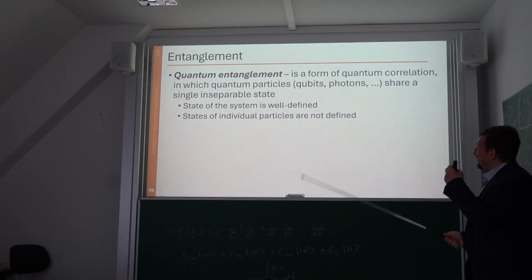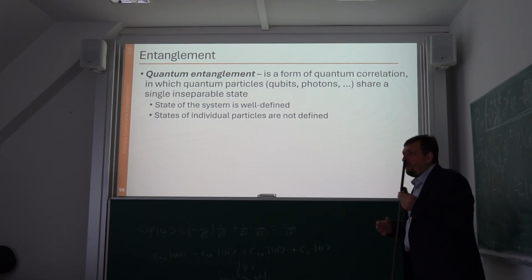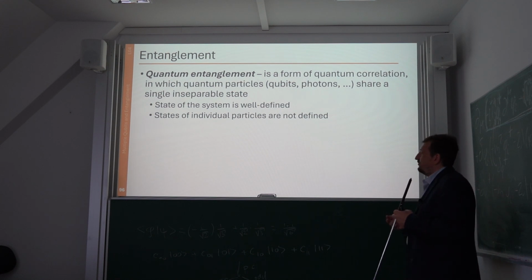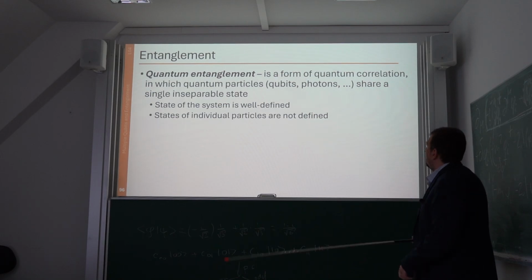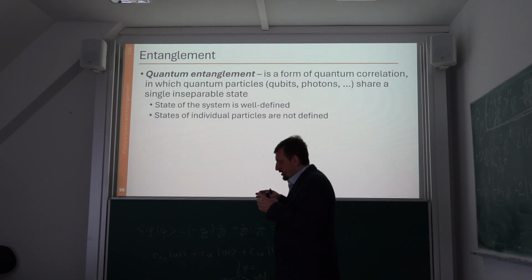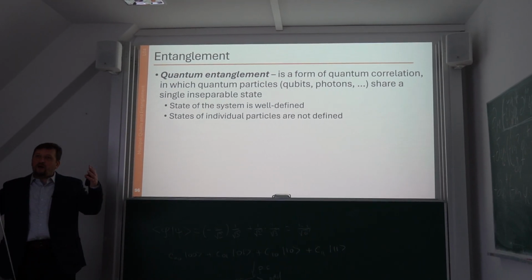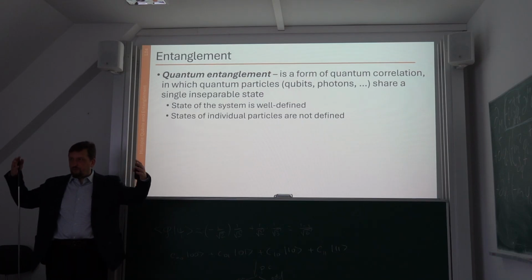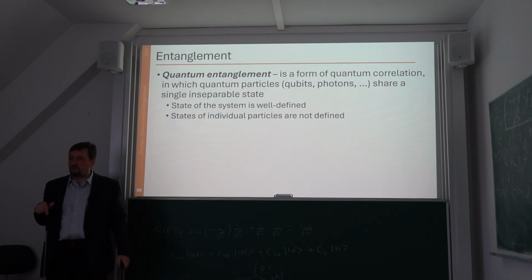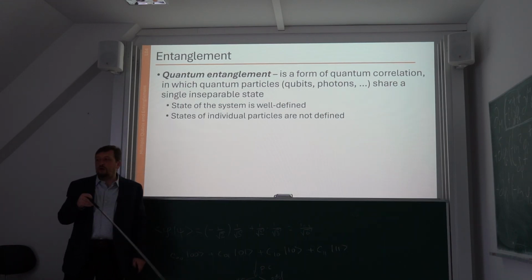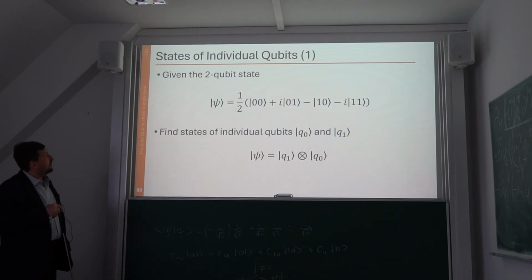Okay, so what is quantum entanglement? It's a form of quantum correlation. Quantum correlation between quantum particles, qubits, photons, magnons, whatever. It is a form of correlation in which two or more particles have a well-defined state of the system. So I have two qubits, I can write a wave function for two qubits. But the states of individual particles are not well-defined. So let's consider one example.